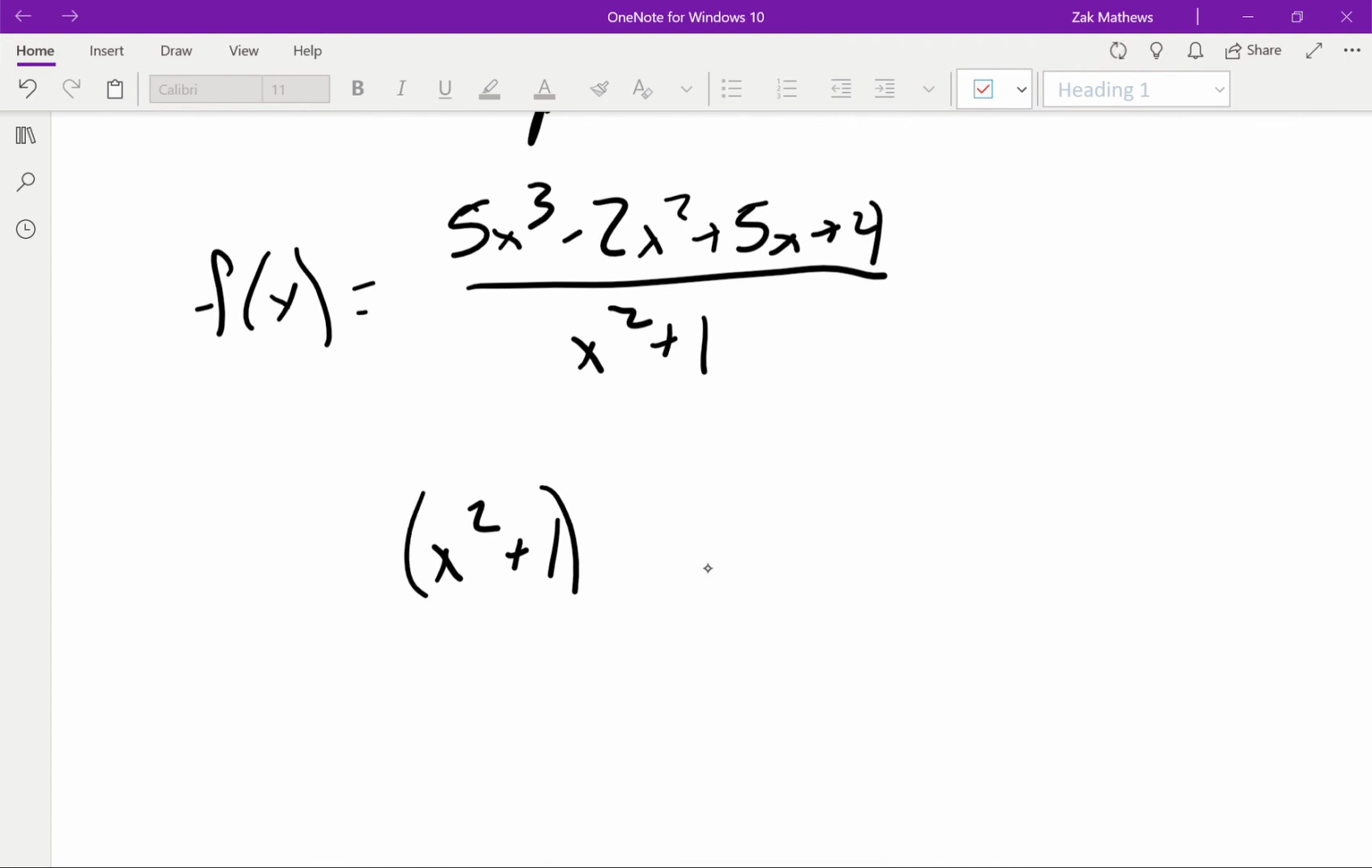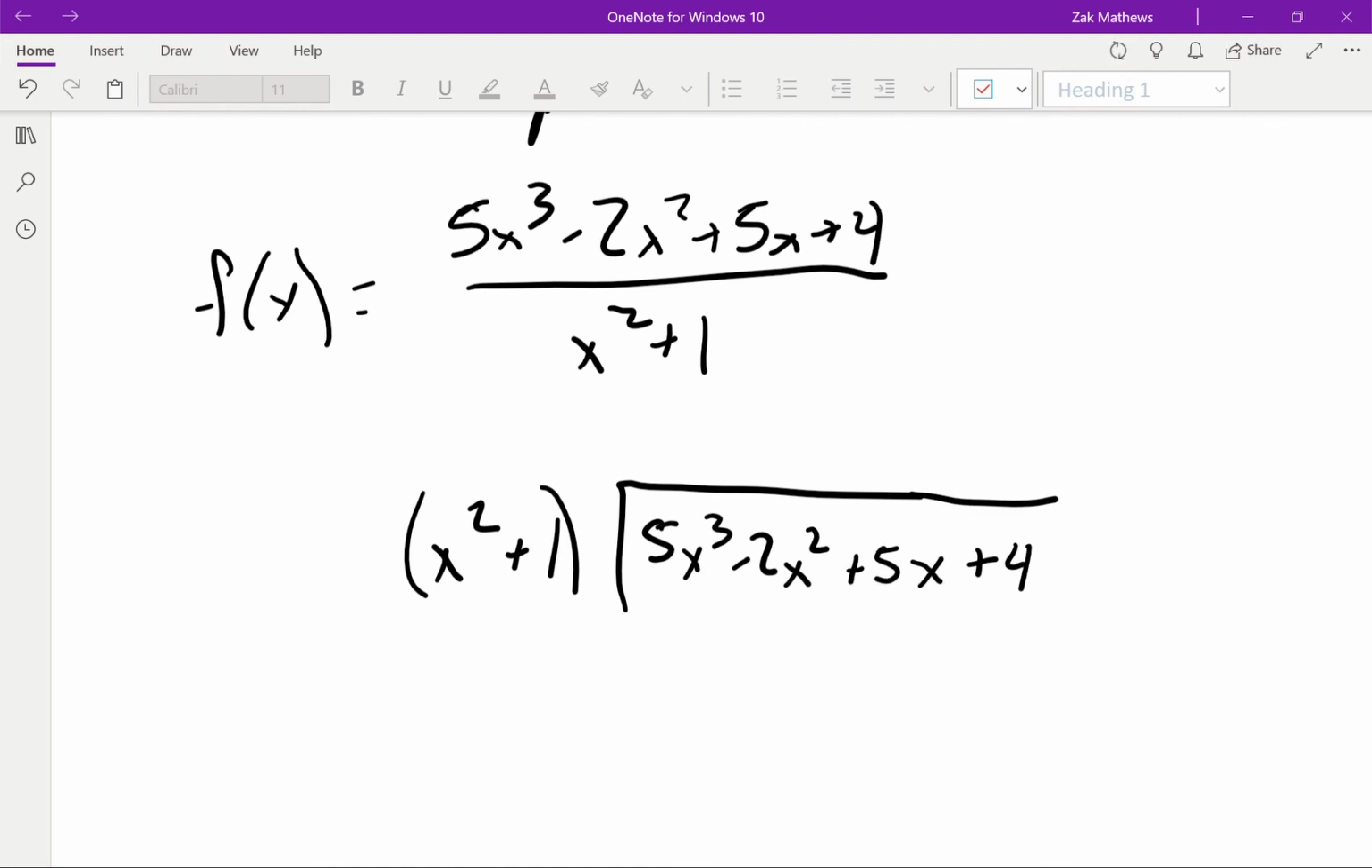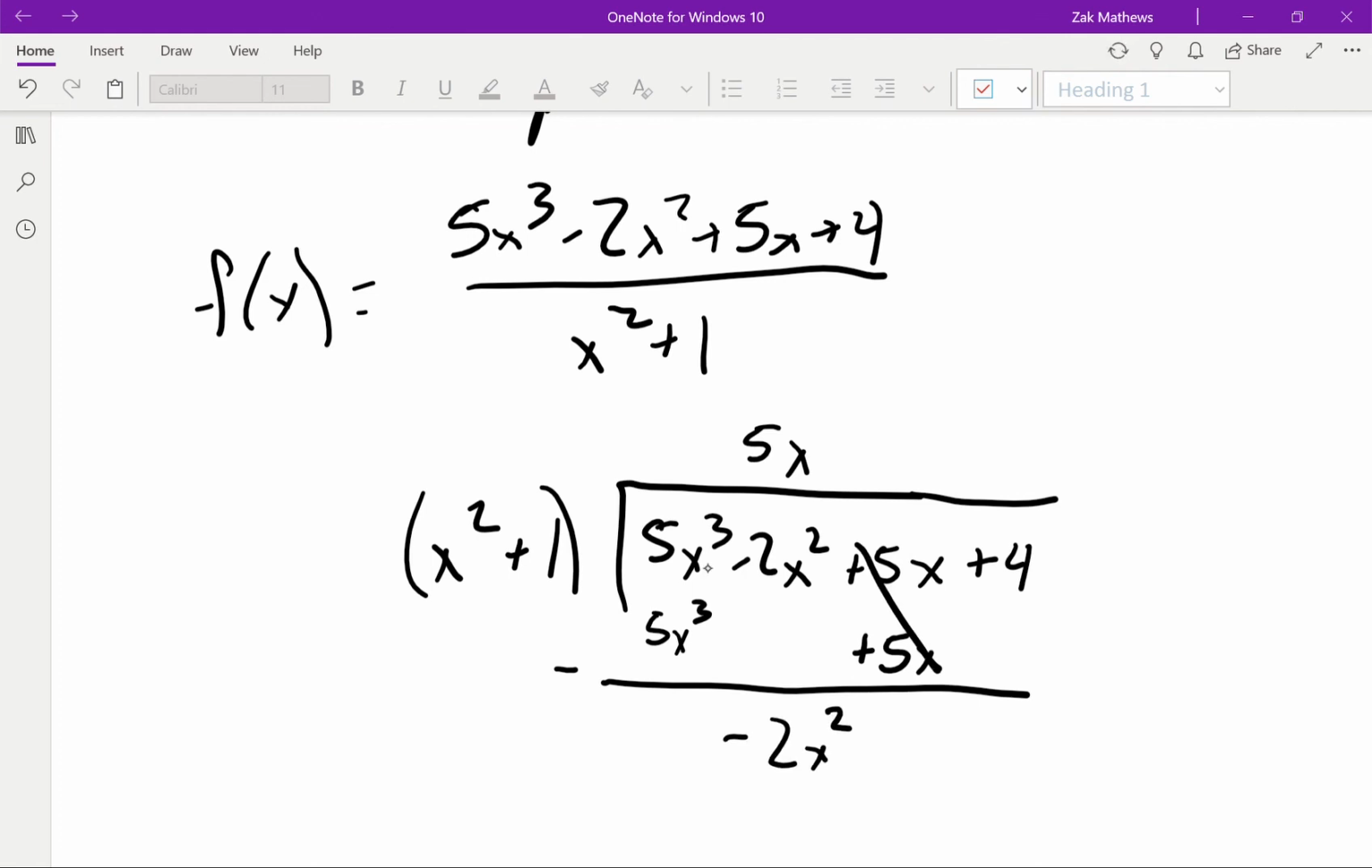X squared plus 1 is going to go on the outside. 5x cubed minus 2x squared plus 5x plus the 4 is going to go on the inside. What times x squared gives me 5x cubed? Well, 5x. 5x cubed, and then 5x times 1 is 5x. Next thing I'm going to do is subtract. My negative 2x squared comes down. 5x's are gone. I can bring down my 4.